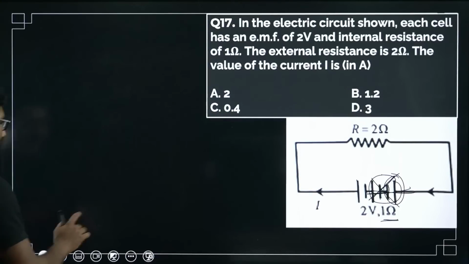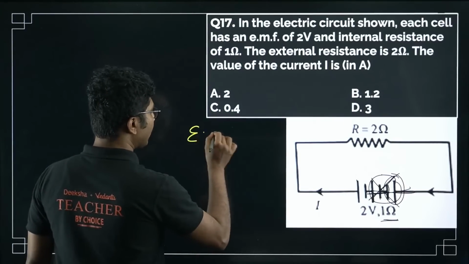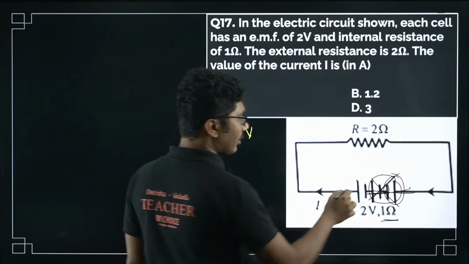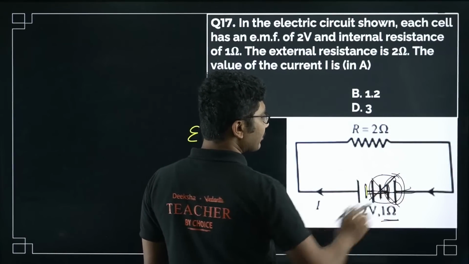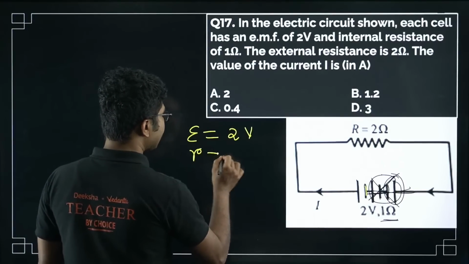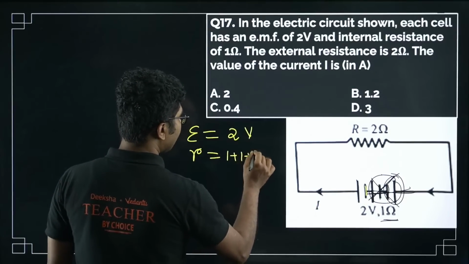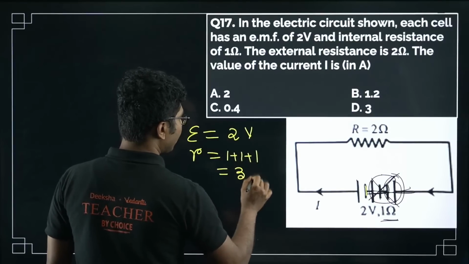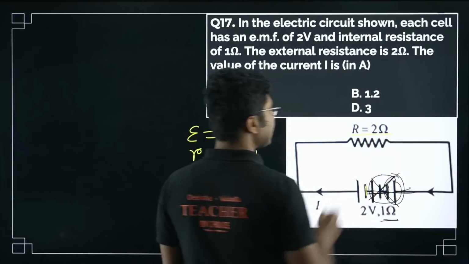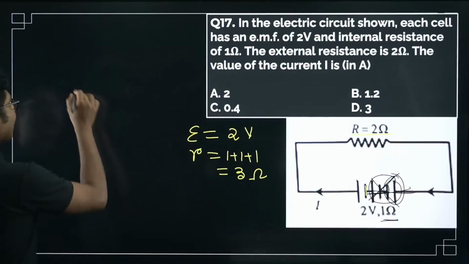So what is the equivalent EMF? Equivalent EMF will be only 2 volt. Only one cell is active, the other two cells cancel each other. But in case of internal resistances, all the internal resistances will be added. So total internal resistance is 3 ohm. External resistance is 2 ohm. So what is the current in the circuit?